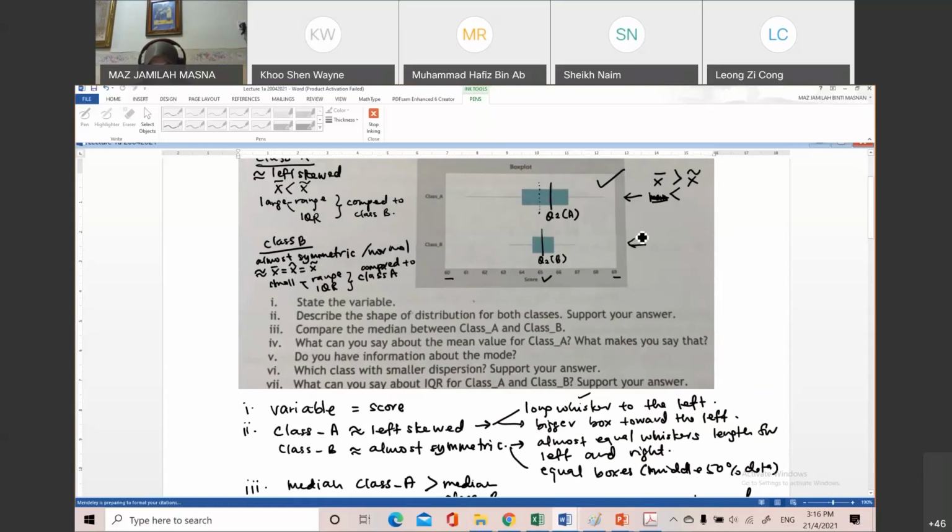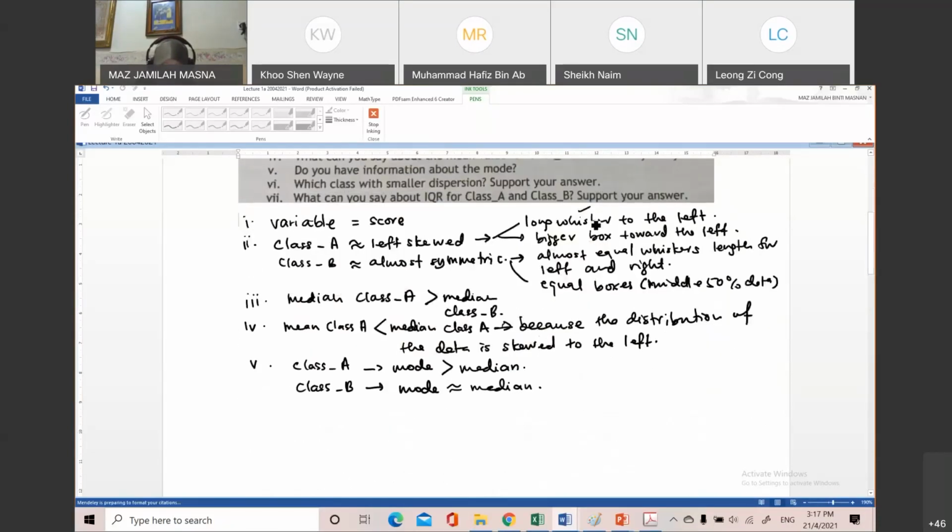Class B. B, definitely B, because you can see A and B. In fact, B is within this particular range of class A score. So for that question, class B, with smaller dispersion.